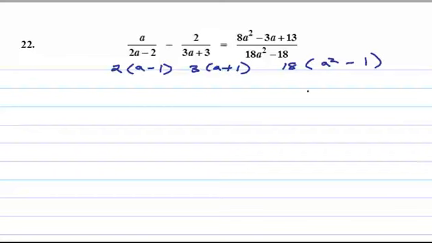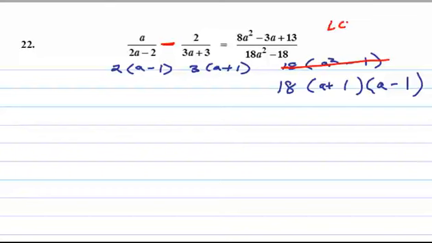Well, that could be factored further. That's a difference of squares. So that's a plus 1 times a minus 1. Let's cross off this so we don't get confused. And the other thing I want to point out is that we have a minus here, so be careful.